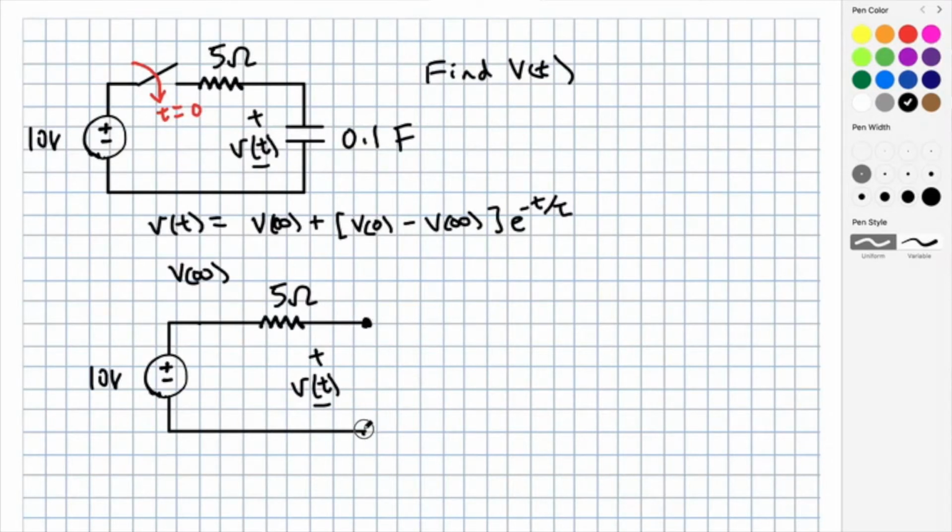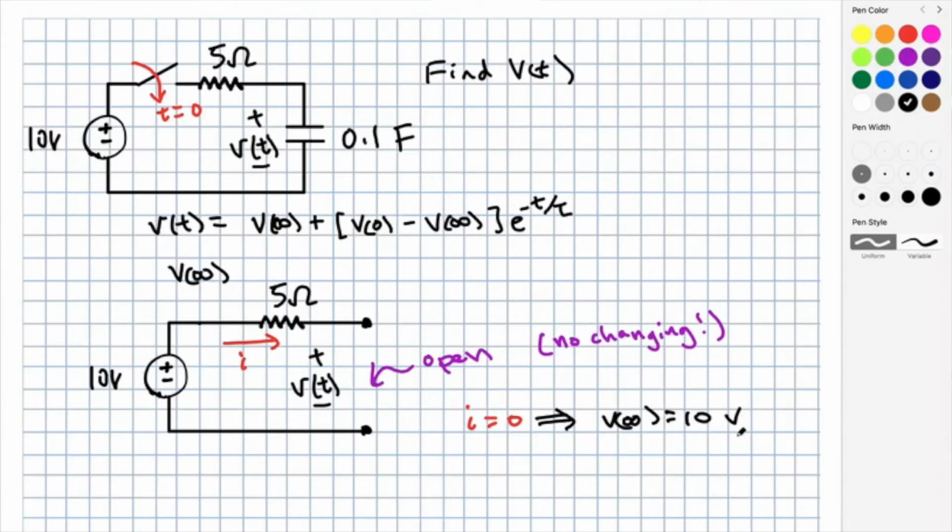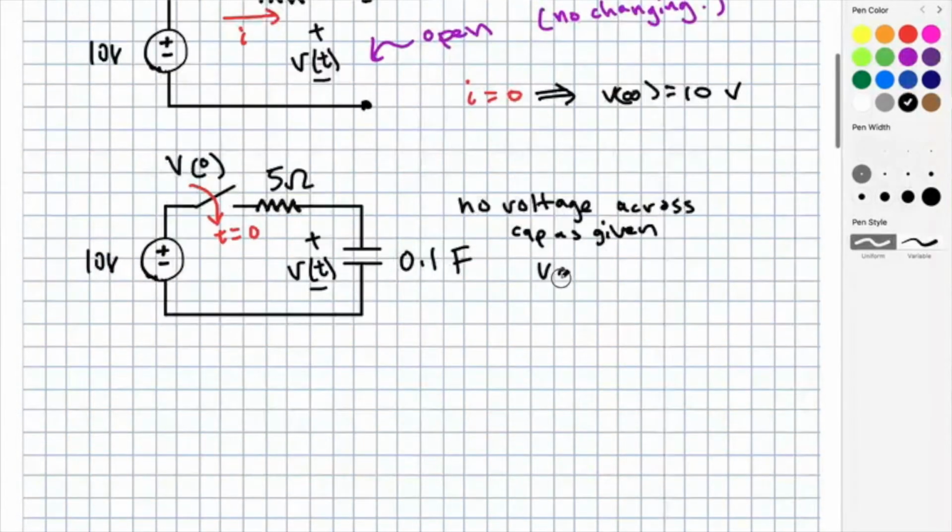We assume a really long time has passed since the switch is closed and the capacitor is completely charged. Since there is no change, the capacitor looks like an open circuit. If the capacitor is an open circuit, there's no voltage drop across the resistor because current is 0. As a result, V(∞) is V source, which is 10 volts. V(0) was given as 0 volts in the problem statement. Finally, tau equals R times C. This is 5 times 0.1, or 0.5 seconds.